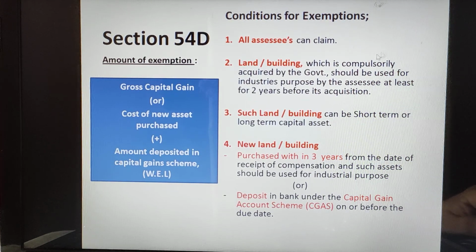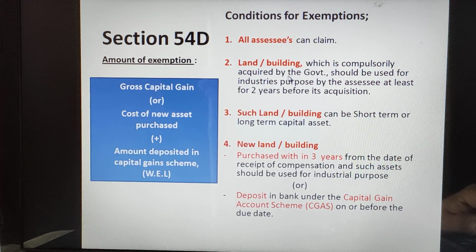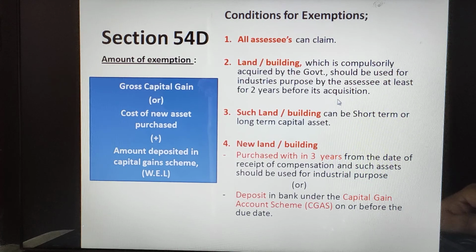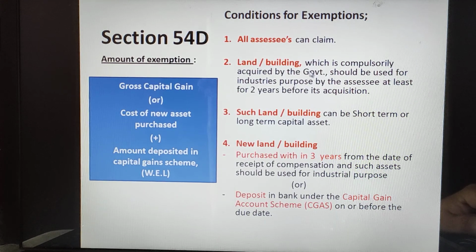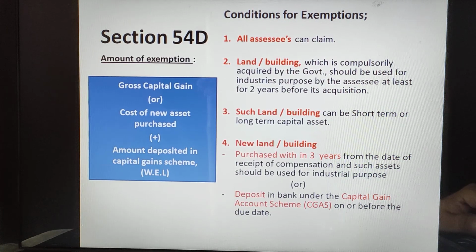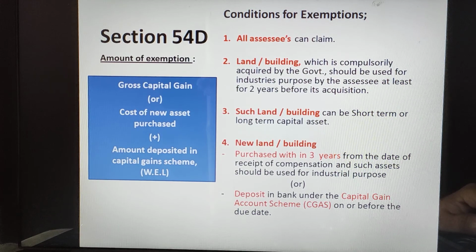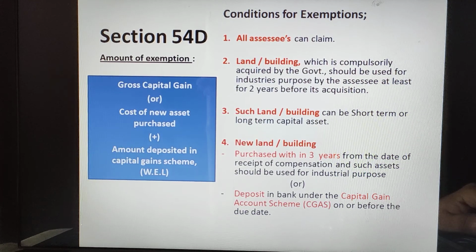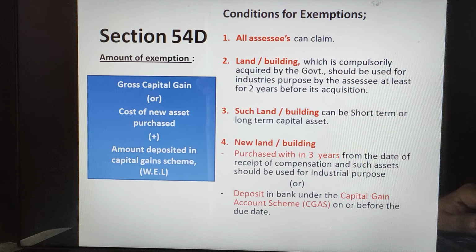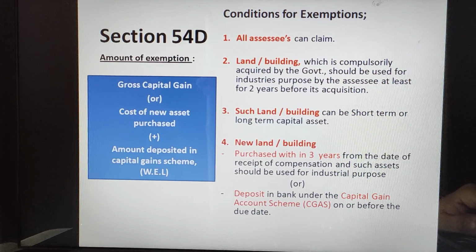Second point says that land or building which is acquired by the government should have been used for industrial purpose by the assessee at least for 2 years before its acquisition. So here the second condition says that there should be some land or building which is acquired by the government, and which is used for the industrial purpose. Government should acquire this, meaning you are selling that property to the government, or the government is acquiring that property from you, and it is used for industrial purpose. Third condition is such land or building can be short term or long term, as already we discussed.